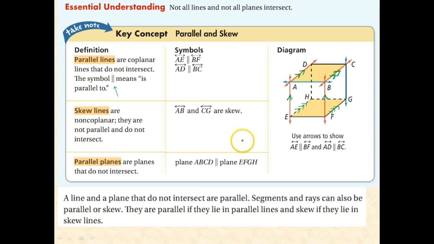Alright, so a line and a plane that do not intersect are parallel. So plane ABCD and line FG are parallel. Segments and rays can also be parallel or skew. They're parallel if they lie in parallel lines, and skew if they lie in skew lines. Cool.